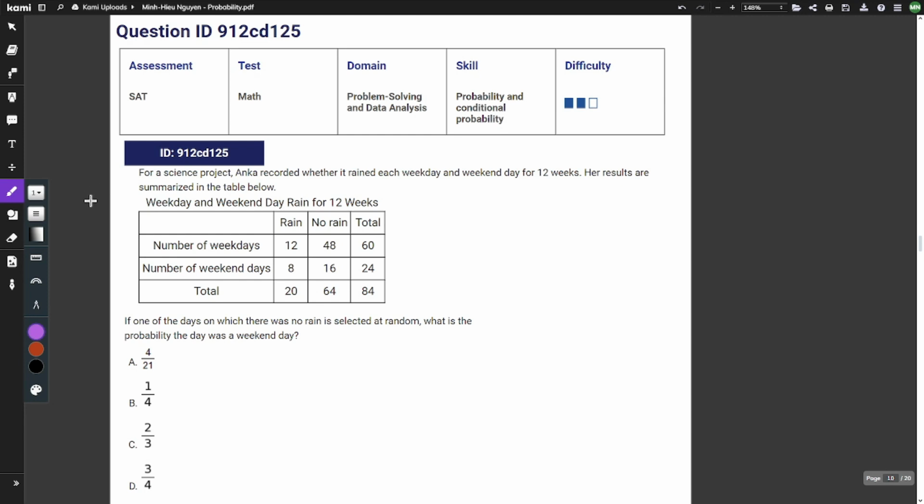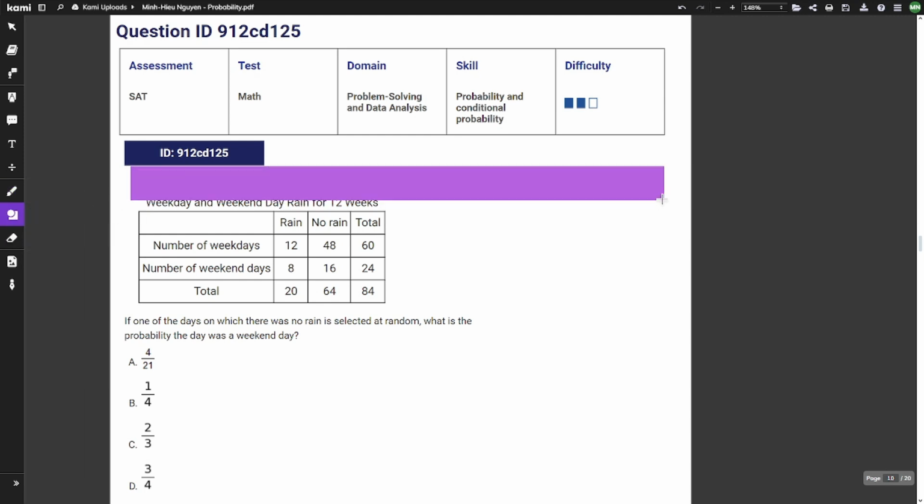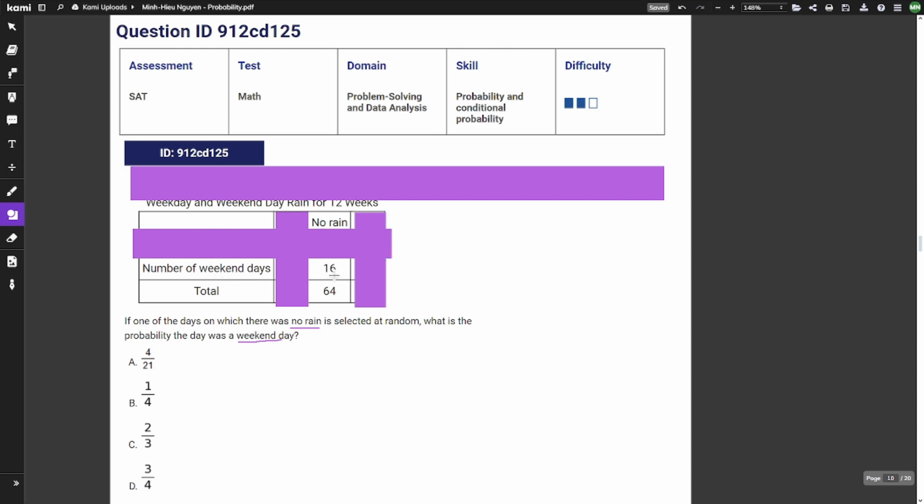Question number 10 for a science project. Alright, I don't care. Here we go. If one of the days on which there was no rain is selected at random, what is the probability that the day was a weekend day? Two things we need to know. It's gonna be on a no rain day, so don't care about this. Don't care about this either. Then they want the probability that it was a weekend day, so don't care about the weekdays, sorry. Oh my goodness, so many days are tripping me up. Anyways, we have 16. That's gonna be our top. Then we have our total, which is 64. That's our bottom. Simplify that down. 1 over 4. Our answer is B.